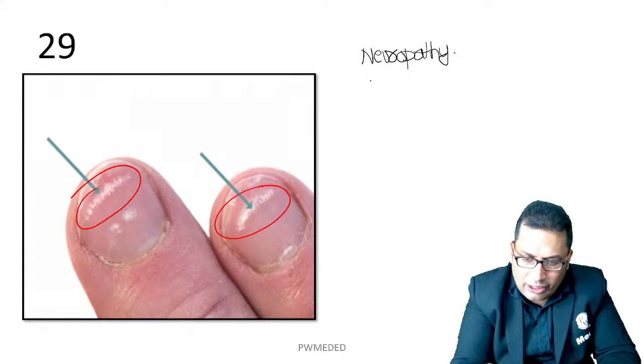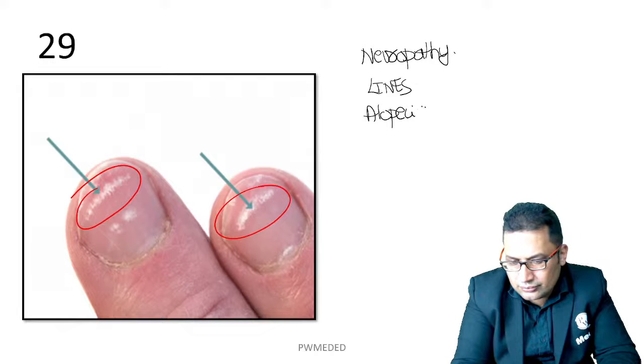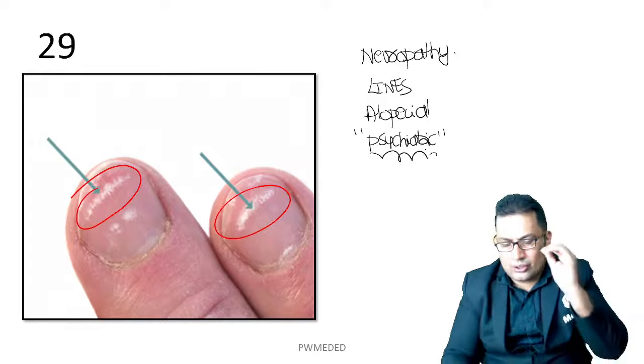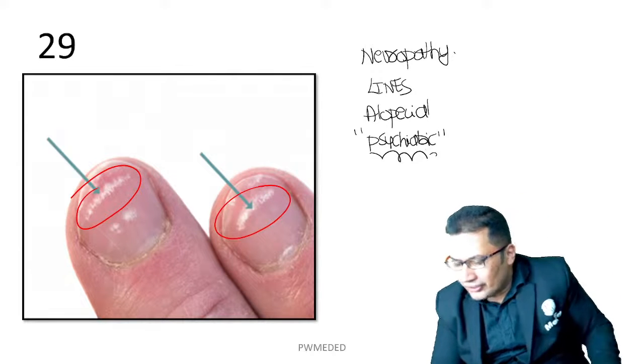There are white lines. Also, there is alopecia, and psychiatric manifestations, which are manifestations involving the CNS. What is this? Can anyone identify this?